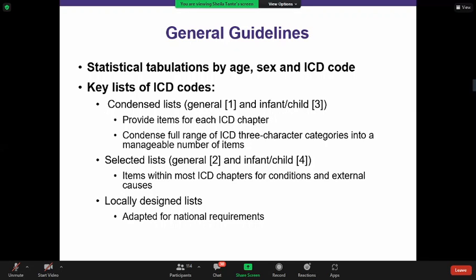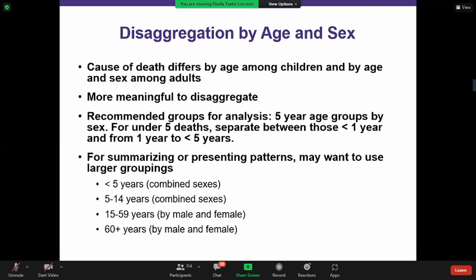We'll not go so much about the ICD-10 code, the general guidelines is there. So it's actually locally designed. The list of mortality codes, okay, and the mortality codes or the loss of death are disaggregated by age and sex, okay, because the cause of death differs among children and by age and sex among adults, and it's really very important to disaggregate in order to make the data more meaningful, okay.